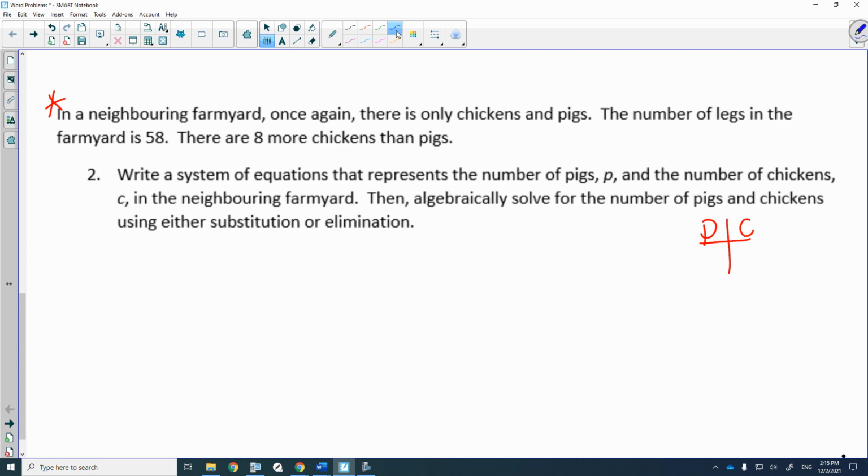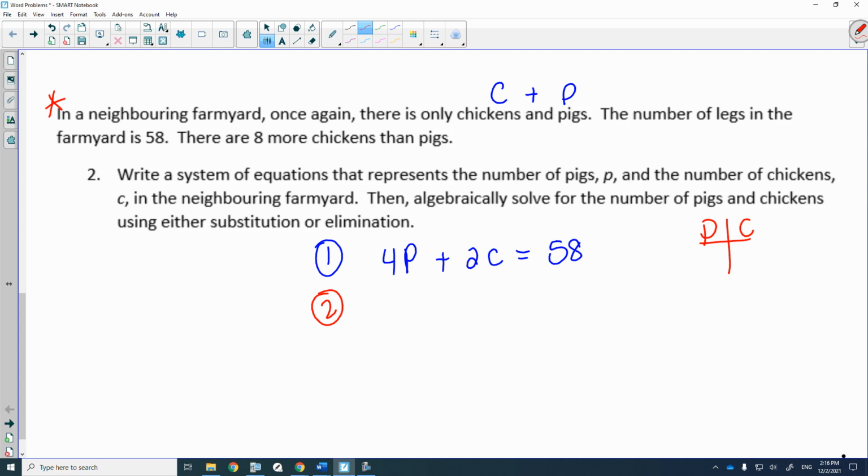In a neighboring farmyard, once again, there's only chickens and pigs. And the number of legs in this farmyard is 58. So based on that, Carly, what would the first system be with the legs equaling 58? Yes, 4 legs per pig plus 2 legs per chicken. There's 58 legs total. The second system, like I said, I think is a more complicated one.